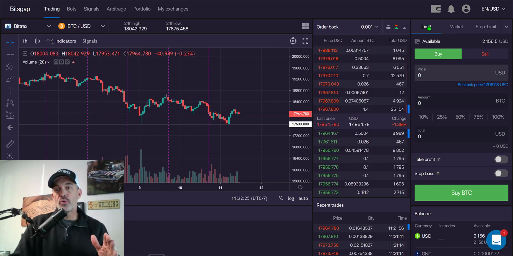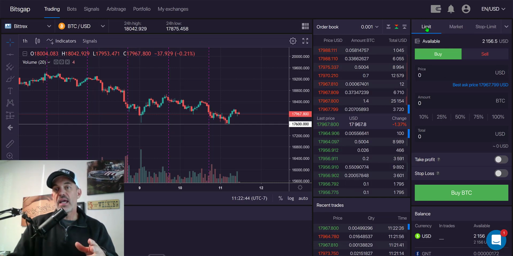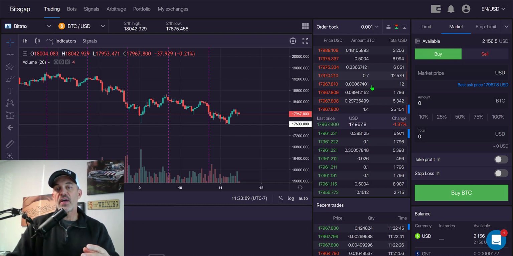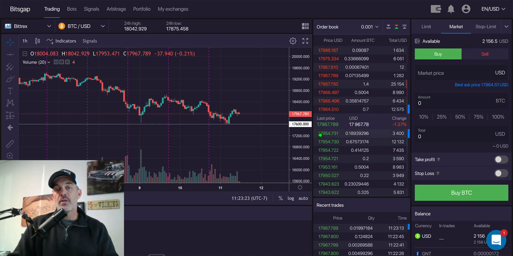And I have an option to do limit or market, but today I'm going to do a limit order. A market order will typically fill at the best ask price. The prices you see over here in red are ask. They're the people selling. The prices in green are your bid. These are the people trying to buy. And then the last price is the last price it actually just traded for. And a market order, like I said, will typically fill at the current ask price.